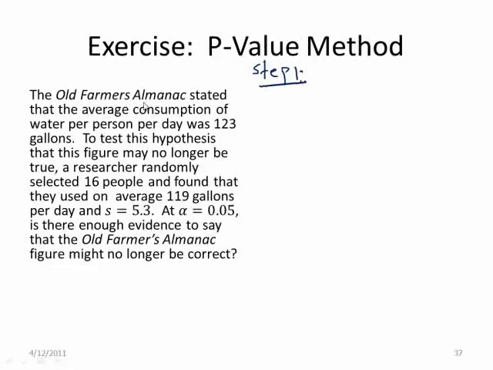So here we have that the Old Farmer's Almanac stated that the average consumption of water per person per day was 123 gallons. To test this hypothesis that this figure may no longer be true, a researcher randomly selected 16 people and found that they used on average 119 gallons per day, and the sample standard deviation is 5.3. At alpha equals 0.05, is there enough evidence to say that the Old Farmer's Almanac figure may no longer be correct?